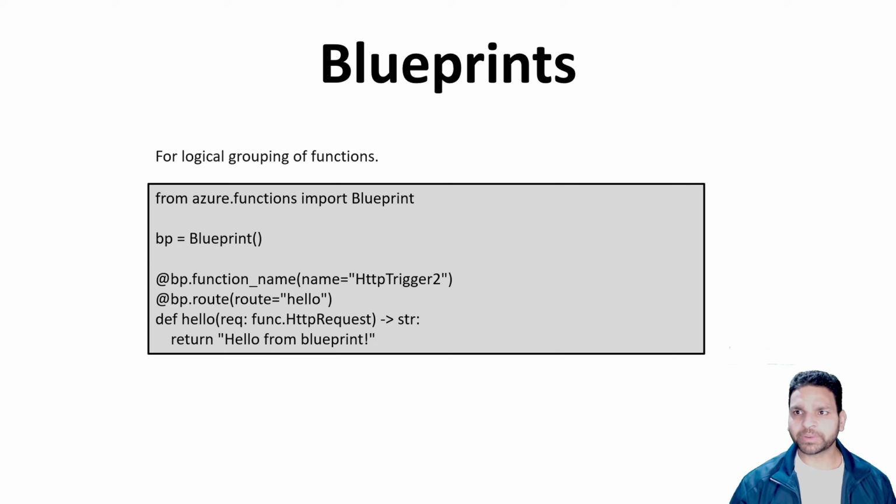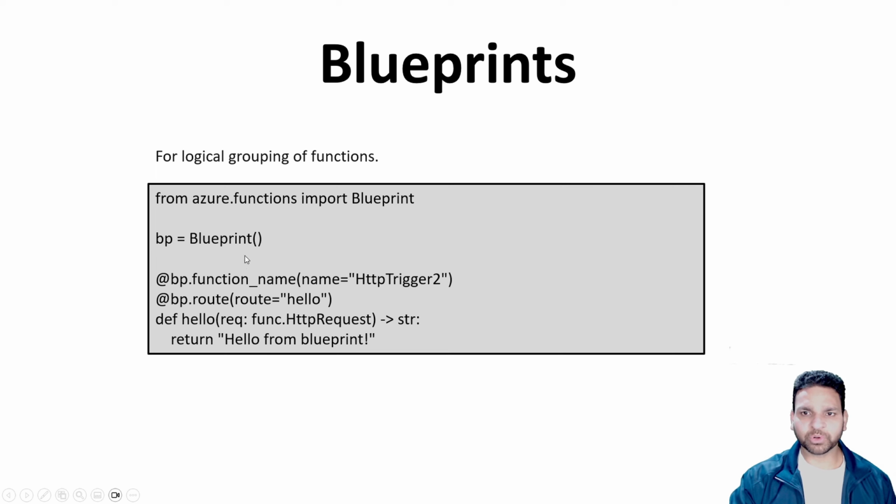The next improvement is the blueprints. So for the logical grouping of the functions, different classes, methods, you can define in a separate file with the name blueprint.py. So there you define the function. Here it's showing a HTTP trigger where it returns the hello from blueprint. It's a very basic sample function.